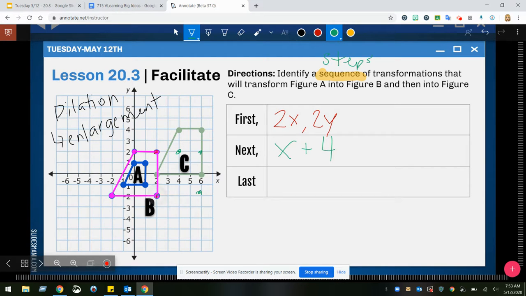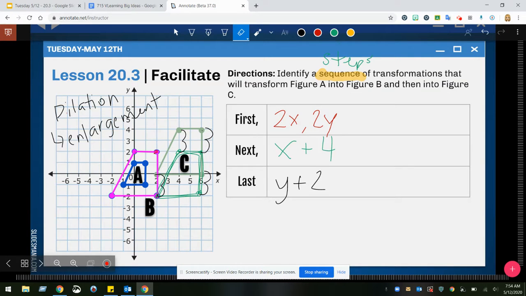1, 2, 3, 4. Okay, so here was the one we just moved. Now, in order to move that up, I have to see how far away this point is from this point. So I'm going to count 1, 2, 1, 2, 1, 2, 1, 2, which means that we are then going to be translating our shape up or just sliding it up 2. So then my last transformation would be that I'm adding 2 to my y coordinate, and then that would get me to my image, which would be at C.